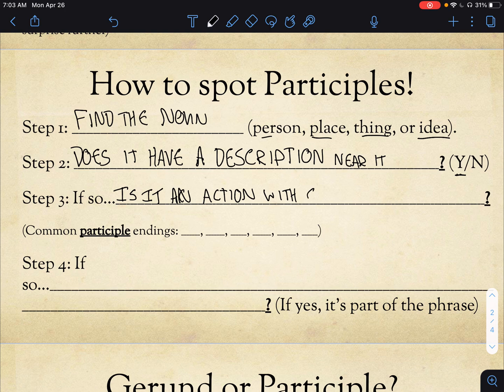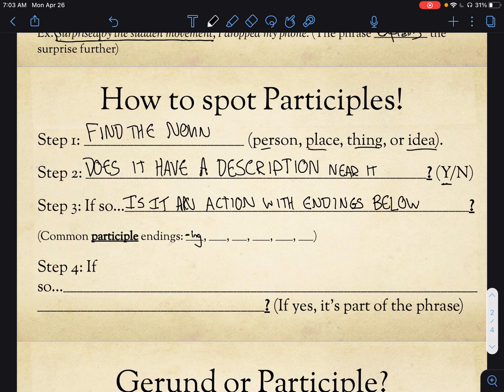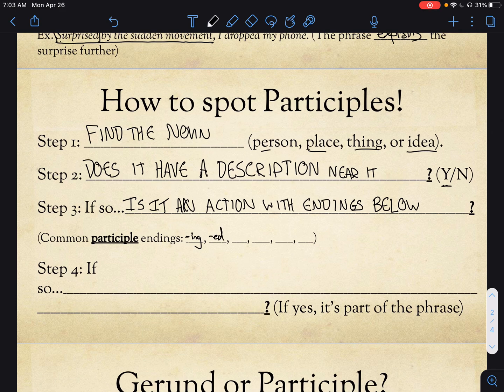So I gave you some endings below that are common participle endings. So here's another one that uses ing, and this is where we need to remember that with gerunds, if it ends in ing, it has to be a noun. So there's that common distinction, okay? Other examples of endings that we use for participles are ed, d, en, n, or t, okay? And so if you found that thing, that's probably a participle.